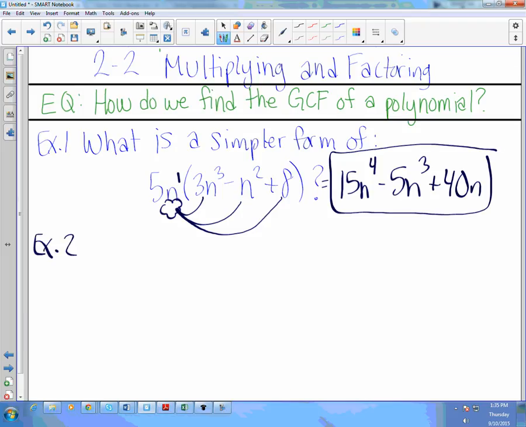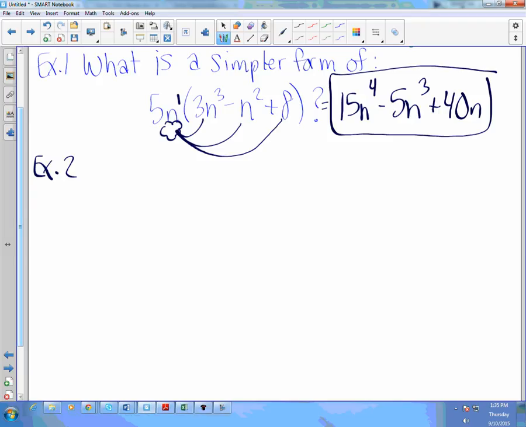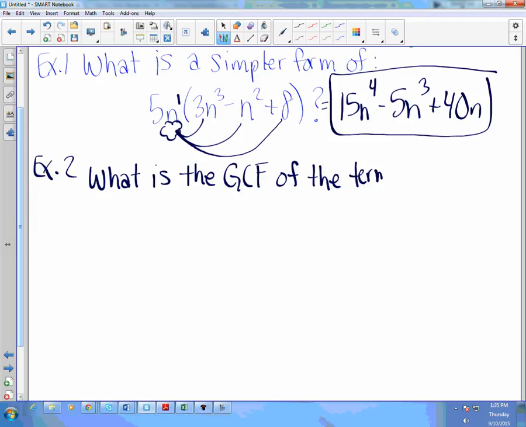New directions. What is the GCF of the terms 3x to the 4th minus 9x squared minus 12x? Question mark. What is the GCF? That's the greatest, that's the common, that's the factor, that's the less than or equal to.